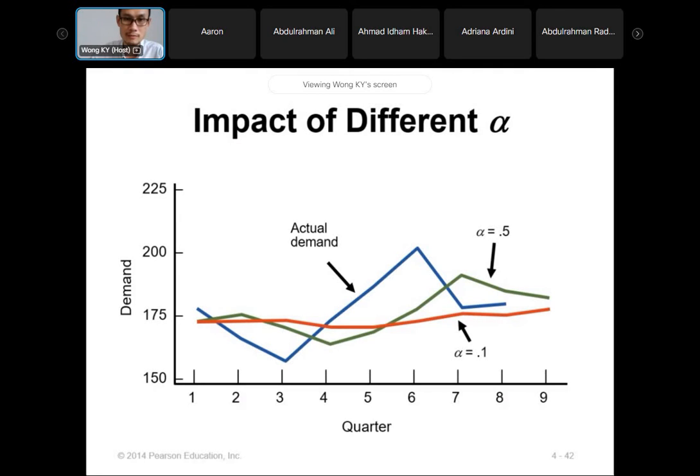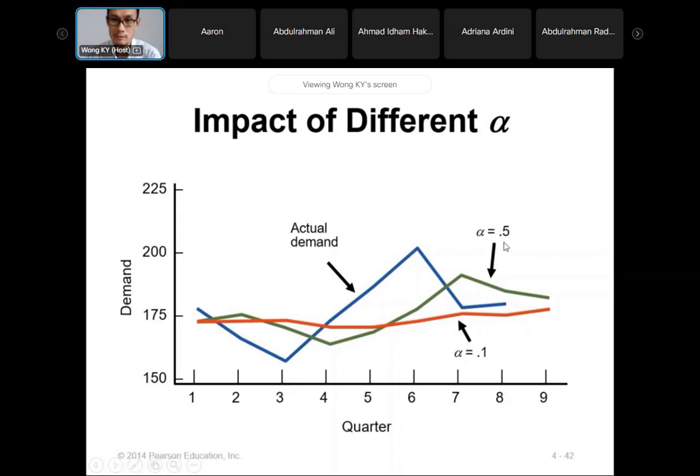Okay, this graph illustrates what I said just now. The x-axis is the time period, the y-axis is the demand, and the blue line is the actual demand. So you can see the actual demand fluctuates, goes down and then goes up again, goes down. It means the average really changes.